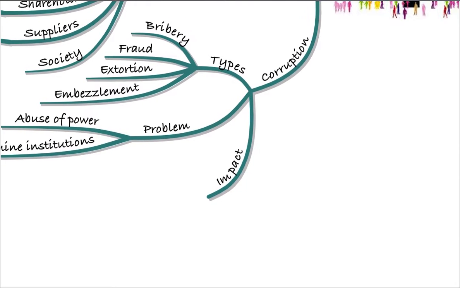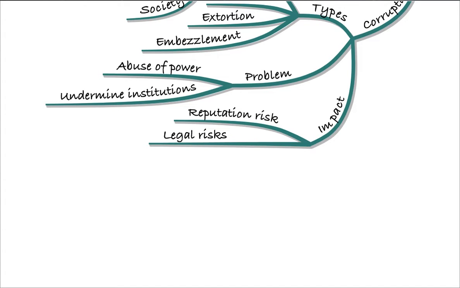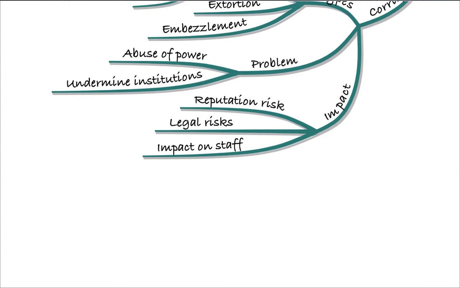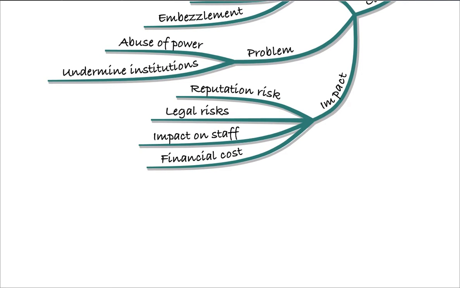So the impact on the firm will be the reputation risk of this happening, legal risks because they can actually be prosecuted on it, impact on staff if potentially the business was to fail, and ultimately the financial cost of corruption. And we go ahead in the next lecture to talk in a bit more detail about some of this with the Bribery Act.